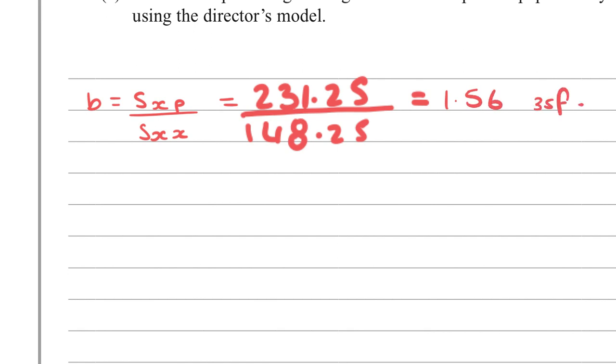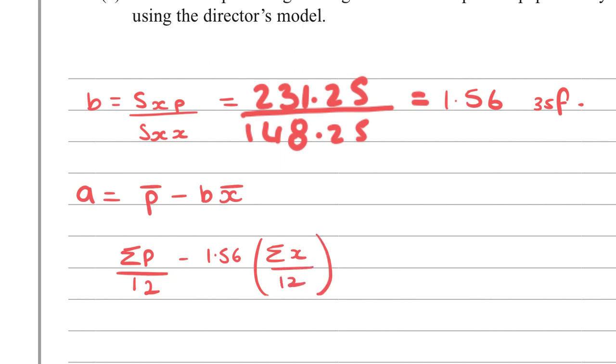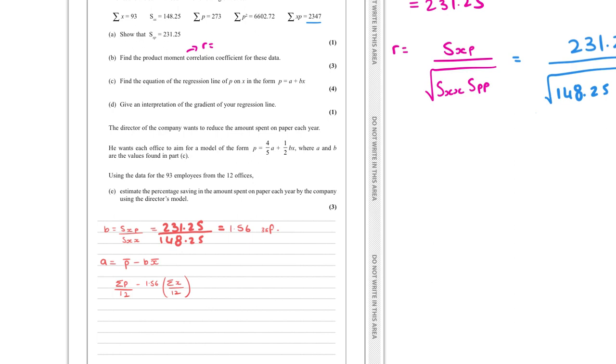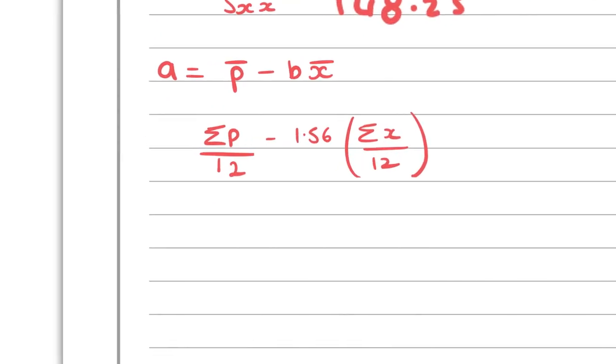Awesome. Now, then how do I work out a? a says I want the mean of y, but in our case, we don't have a y. What do we have? A p. So the mean of p minus b times the mean of x. Now, how do we find the mean of p? I need the sum of p divided by n, which in our case is 12, minus our b, multiplied by the sum of x divided by 12. Now, we're already given this, so we're going to have 273. So this is, I'm just going to write it again actually.